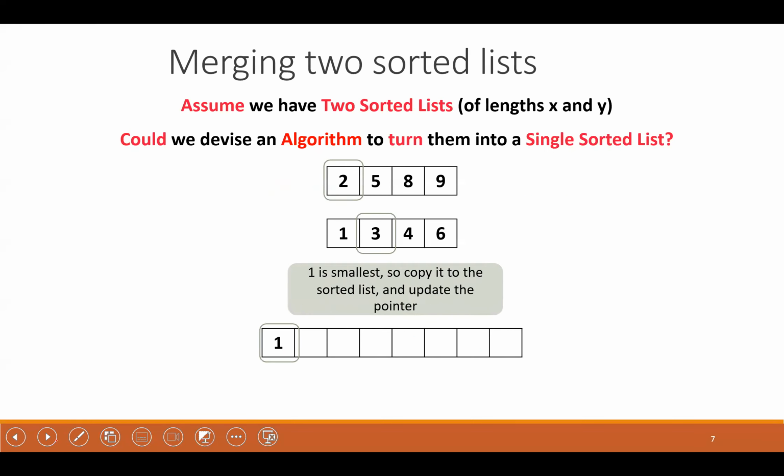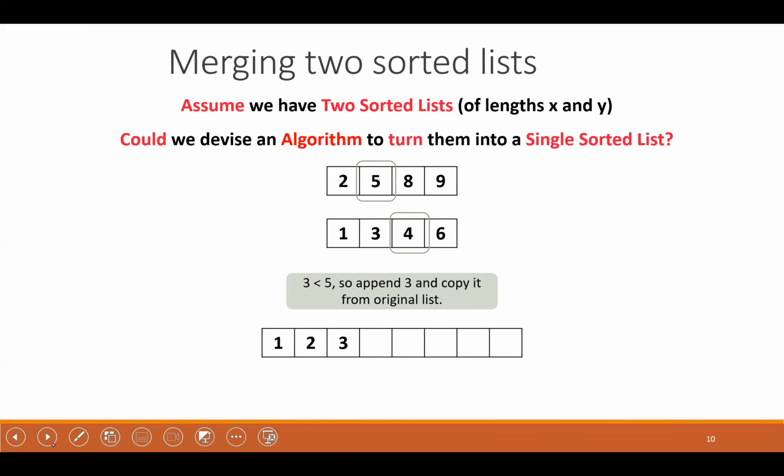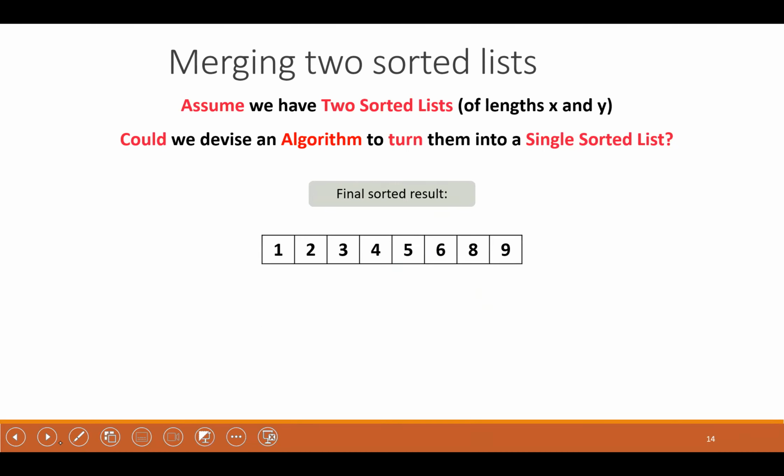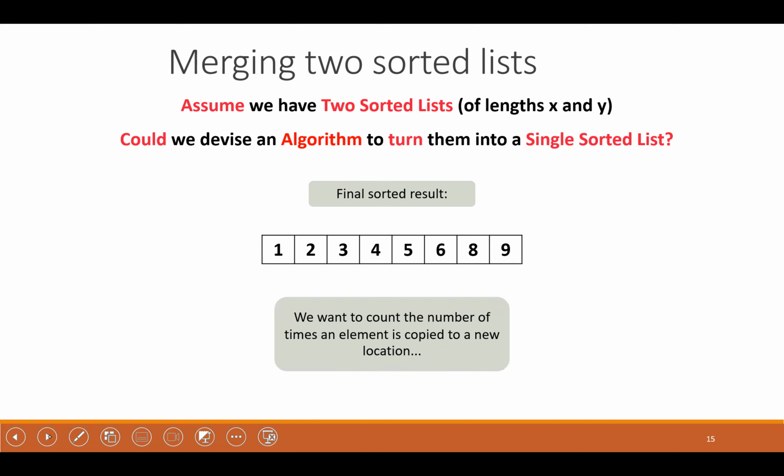Yeah, all right, so I guess we already did all this, but the slides will remind you of the algorithm. So we end up with a final sorted list. And so we had two lists of size 4, and we want to count the number of times an element is copied to a new location, right? This is our stand-in. You can write an in-place algorithm, but you still have to copy things around. And memory access is one of the slowest operations you're going to do on a computer, so it makes sense to count that.